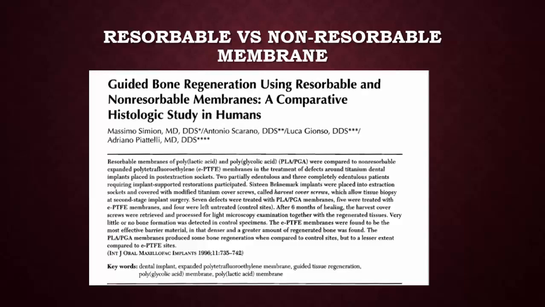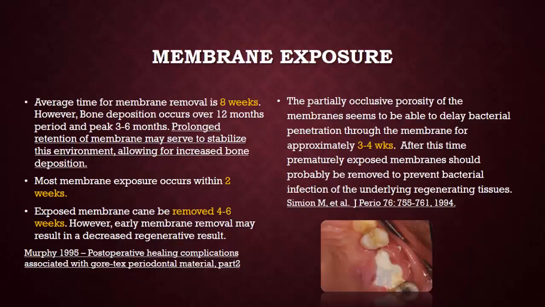Why? Because it's rigid, it maintains the space for a longer period than the resorbable membrane. A resorbable membrane can be resorbed very fast before mineralization of the bone. Here the polylactic polyglycolic acid can also produce some inflammatory reaction, and it's not very common now in the market. Because of that, we mainly now use the collagen membrane. Now the main complication of the non-resorbable membrane is membrane exposure.